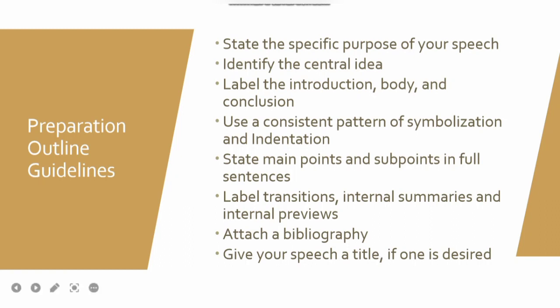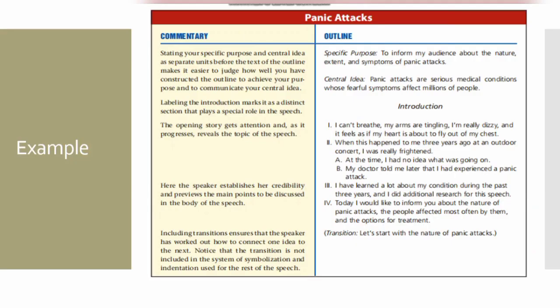Okay, let's see the example here. This is the example of a preparation outline. I just show the important part. The outline is a text of the speech.